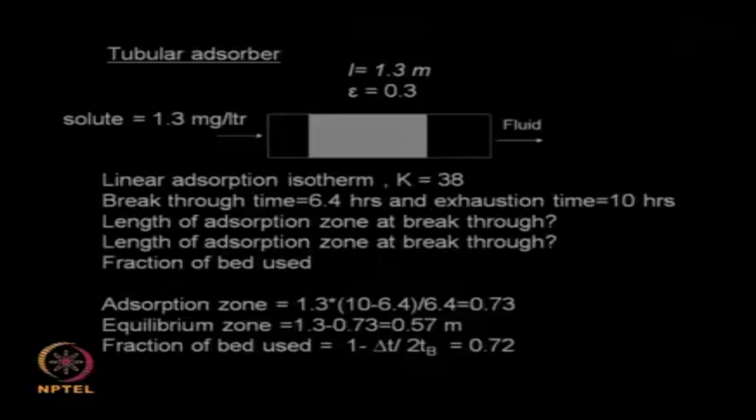So what is the fraction of the bed used at the breakthrough? Again, if you remember, I taught you a couple of classes back, it is given by the formula 1 minus delta t divided by 2 Tb. Delta t is the exhaustion time minus the breakthrough time. So if you substitute these terms you get 0.72, that means 72% of the bed is used up when the breakthrough happens. That means 28% of the bed is not used up when the breakthrough happens.